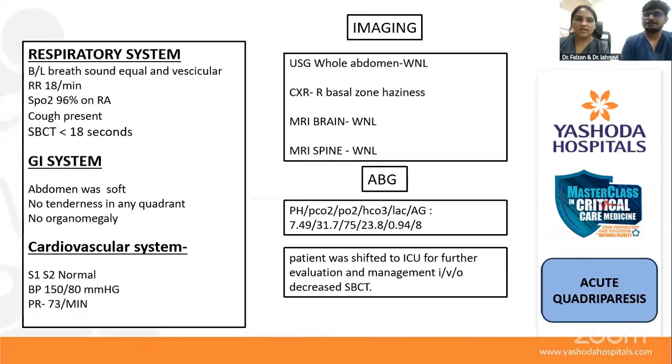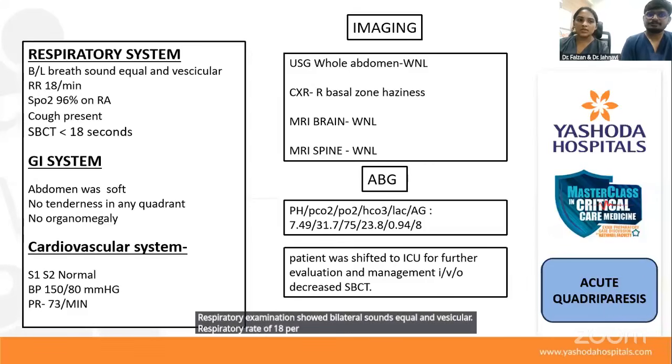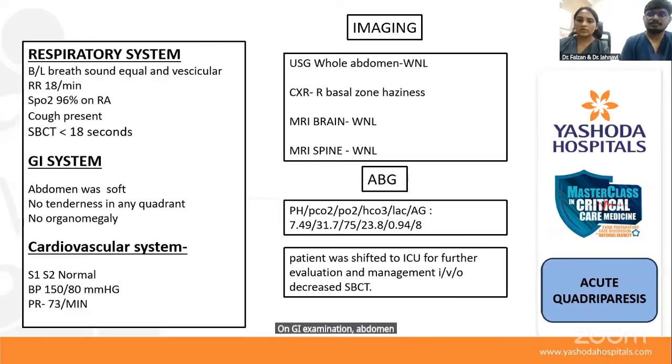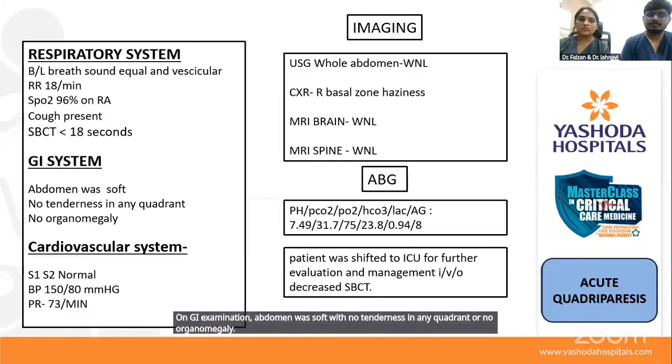Respiratory examination showed bilateral breath sounds equal and vesicular, respiratory rate of 18 per minute with SpO2 of 96 in room air, with good cough, and single breath count less than 18. On GI examination, the abdomen was soft with no tenderness in any quadrant and no organomegaly. Cardiovascular examination was normal with S1 and S2 present and no murmurs. The blood pressure of the patient was 150 by 80 mmHg and the pulse rate was 73 per minute.